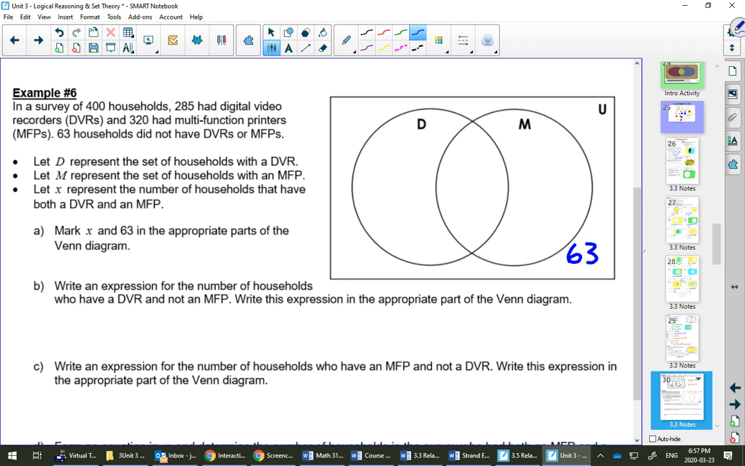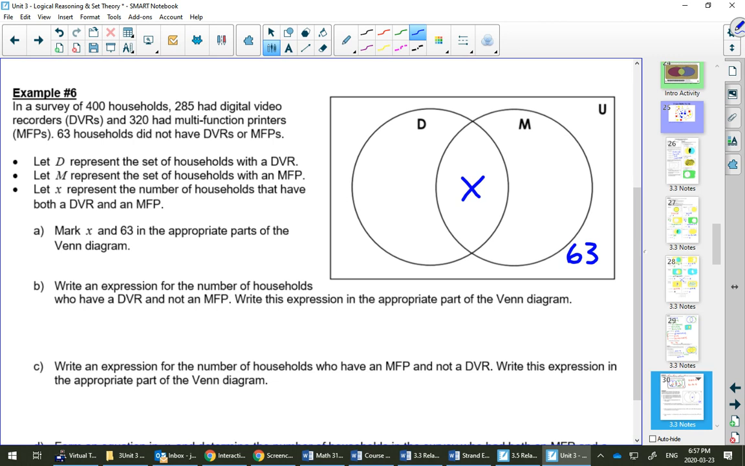Again, if you find it helpful, you could outline your circles with different colors. X is going to represent the number of households that have both a DVR and an MFP. So we're told D stands for DVR, M for MFP, and X stands for the number of households with both. So we don't know what that is yet. But we can use our Venn diagram to figure out all of the missing information.